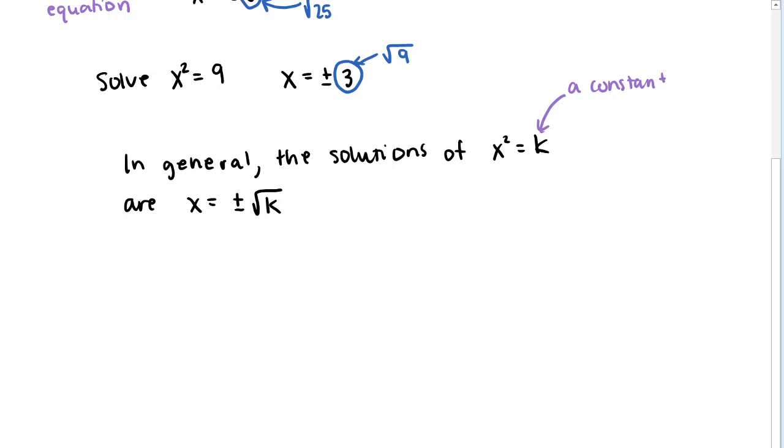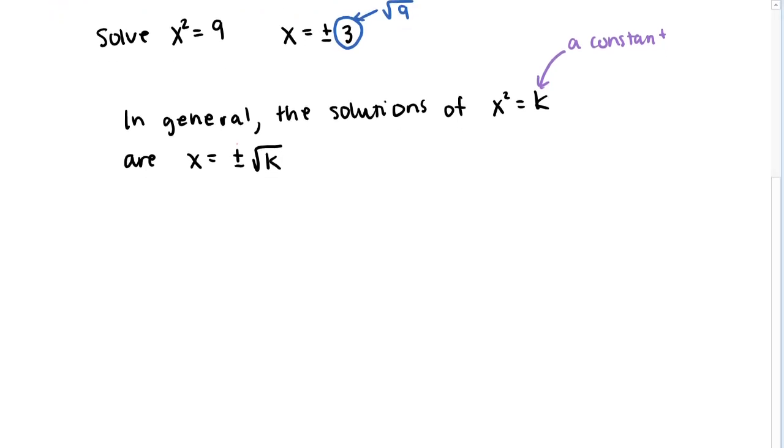But here, we have to be a little bit careful. We include this plus or minus because square rooting kind of forgets about the minus signs. So we have to kind of remember to include it in there. But really, square rooting is kind of like reversing the squaring operation.